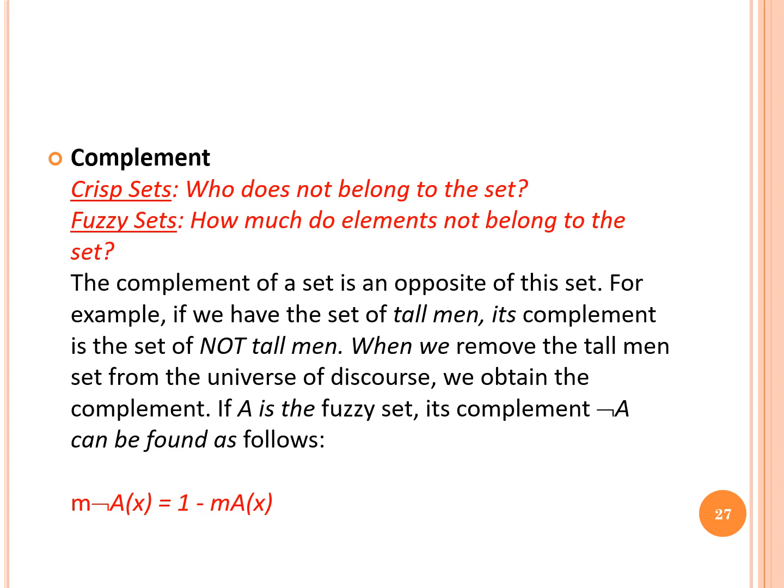If A is a fuzzy set, its complement is not A. So we can define it as follows when we put it in the mathematical equation: the function of not A is 1 minus the function of A.